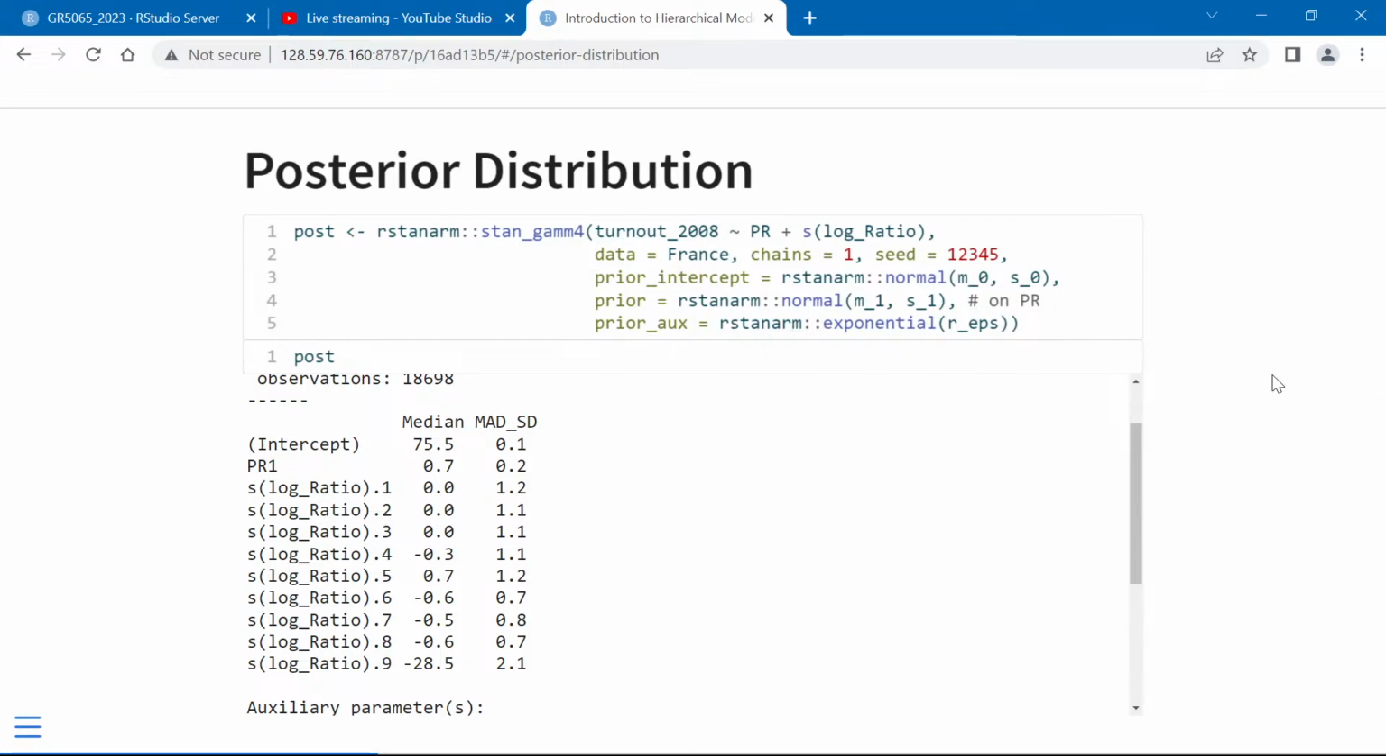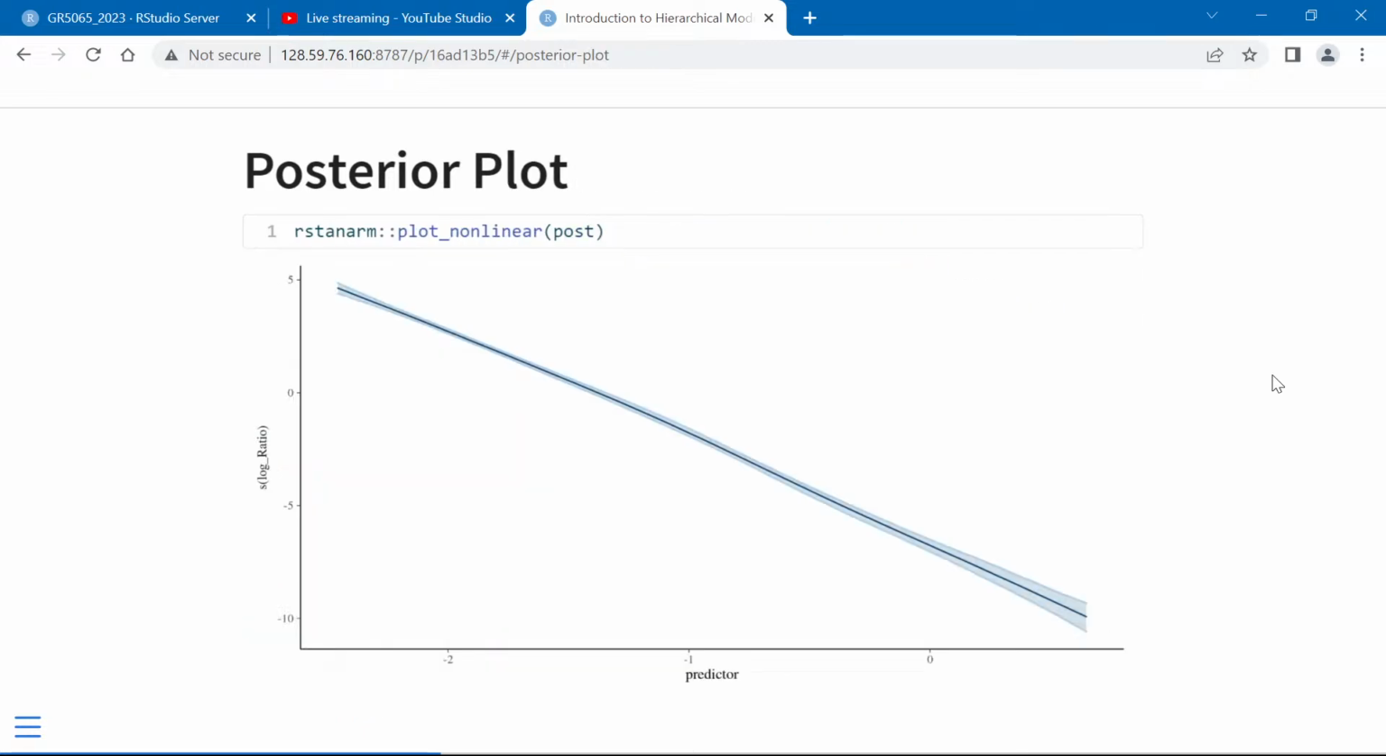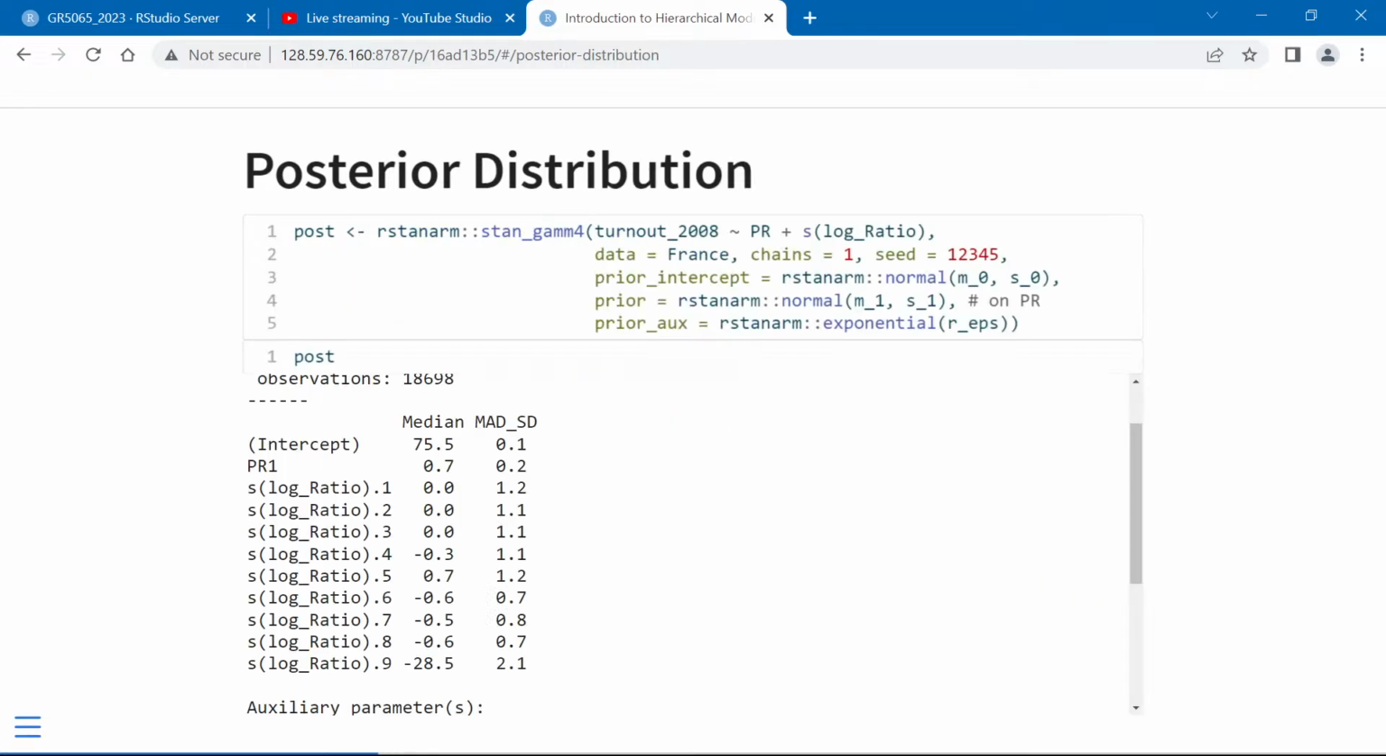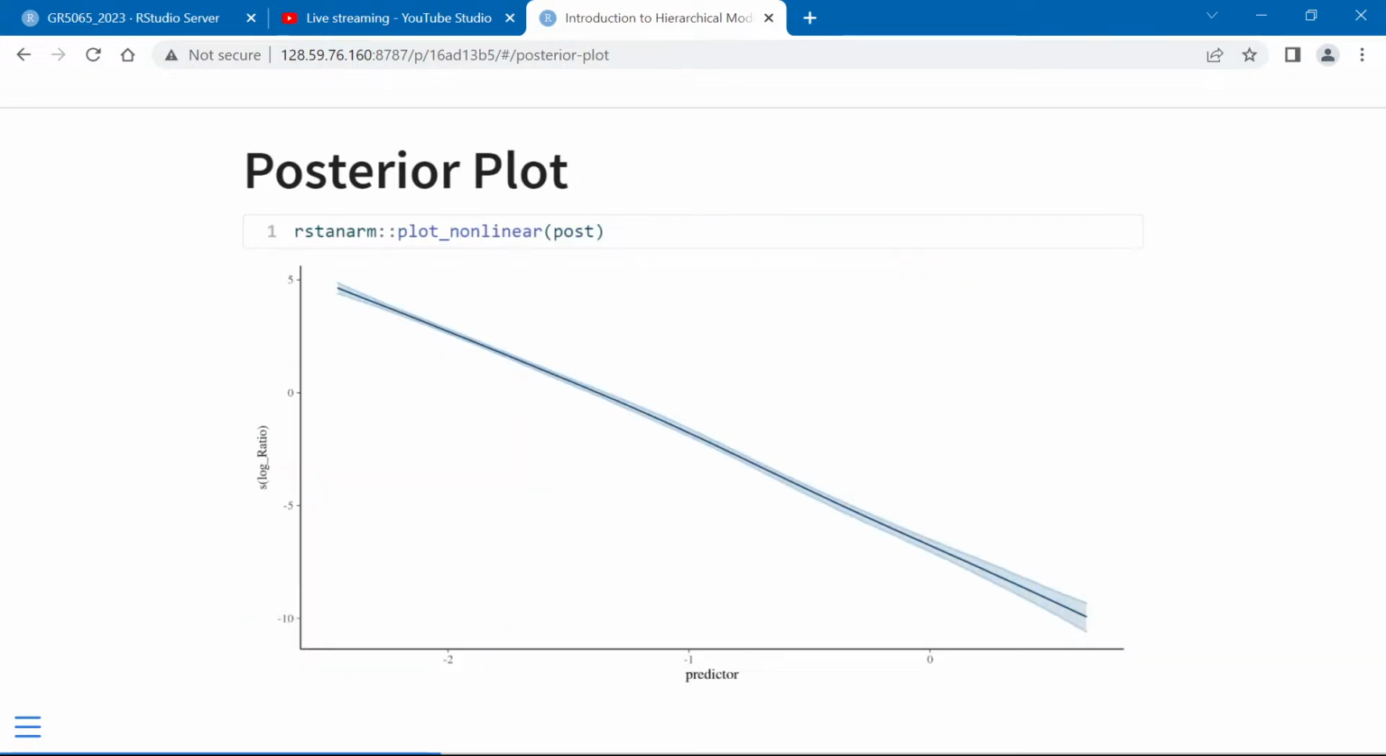And like everything relating to posterior distribution, that is best depicted with pictures rather than a table of numbers on coefficients that don't really have any interpretation in isolation from all the other ones. But we can look at this plot, which is conveniently produced by plot_nonlinear in the rstanarm package when you estimate one of these spline things in stan_gamm4.